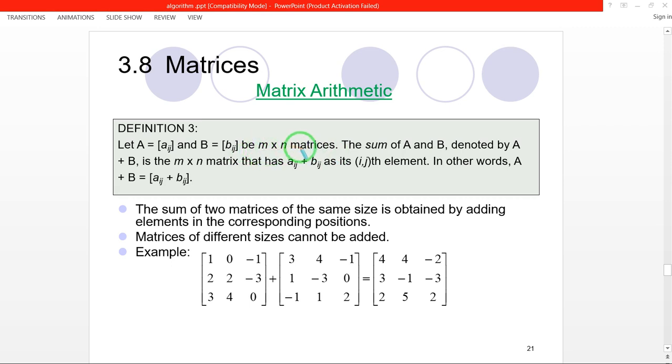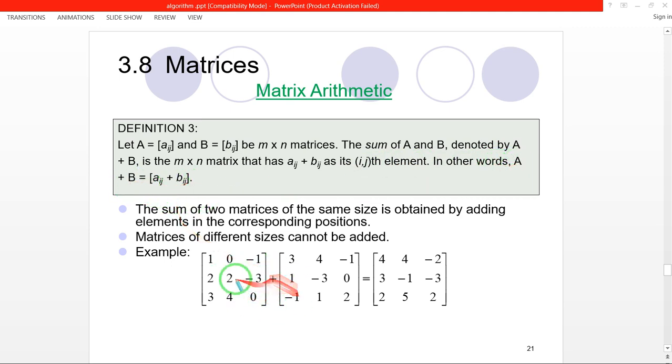So we can see how we can add. The sum of matrices A and B, denoted by A plus B, is the m cross n matrix that has aij plus bij. What does it mean? aij is the element of matrix A, and bij is the element of matrix B. So you can add like a11 plus b11, a12 plus b12, or 1 plus 1, 1 plus 2, 1 plus 3. It's just simple mathematics, but we write it with the English alphabet. So it is the ij-th element in order. In other words, A plus B can be written this way.